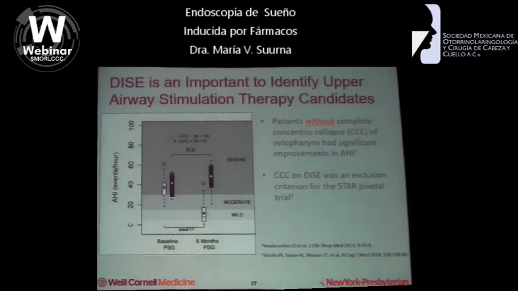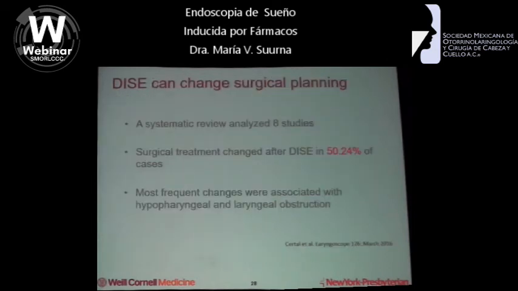Personally, for me, drug-induced endoscopy has become more useful when I started doing neurostimulation, because they found that people who have concentric collapse are less likely to improve with neurostimulation as opposed to patients with anterior-posterior collapse. So the company, specifically Inspire, which is now FDA approved and available in the United States, requires every single patient to undergo drug-induced endoscopy to specifically rule out concentric collapse at the velopharynx, because they are not good candidates for neurostimulation.